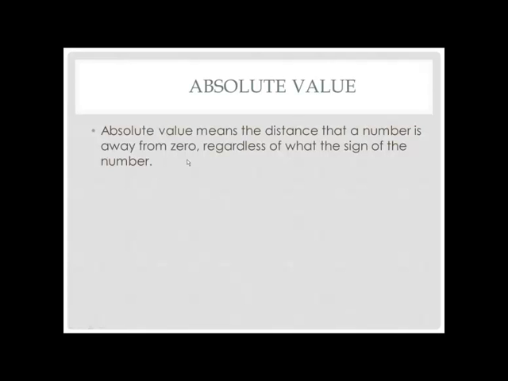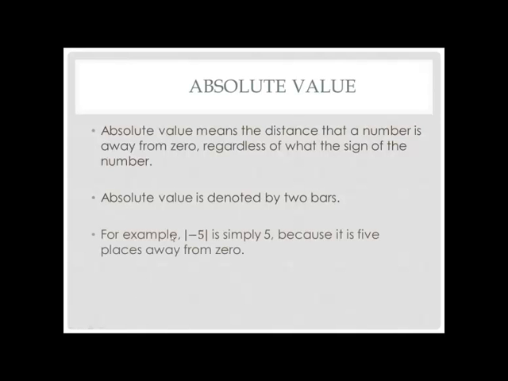Okay, so the first topic we want to look at is absolute value. Absolute value means the distance that a number is away from zero, regardless of what the sign of the number is. Absolute value is denoted by two bars. For example, these two bars here around the -5 means to take the absolute value of -5. And the absolute value of -5 is simply 5 because it's 5 places away from 0.